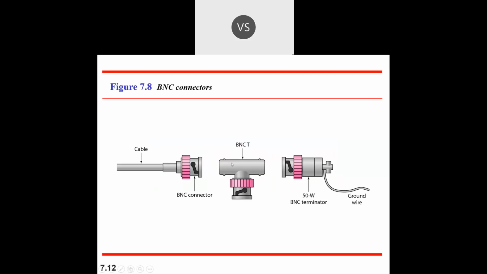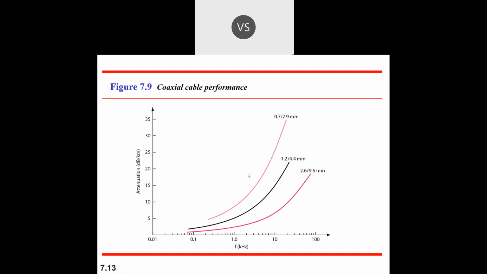These are the connectors. There is the BNC connector, and the T shape junction, and on the other side there is a ground wire and a 50 ohm BNC terminator. These are the different types of connectors. This is a cable, this is a BNC T, and this is the grounded terminal. Such different connectors are associated with your coaxial cable, and using them you can connect to different devices, whether a set top box or an ethernet connection and so on.